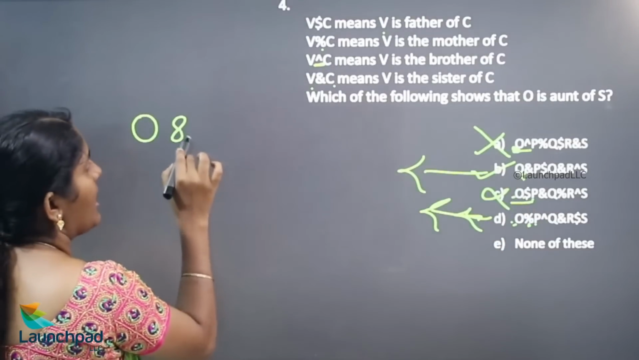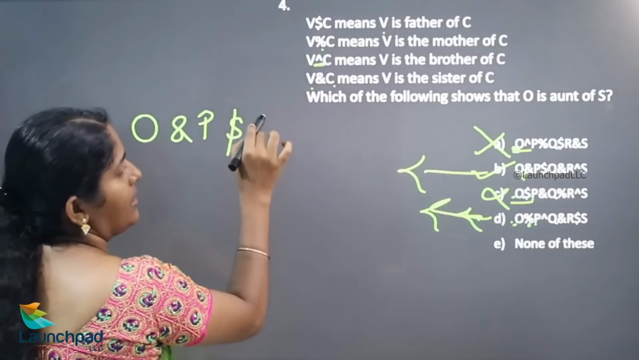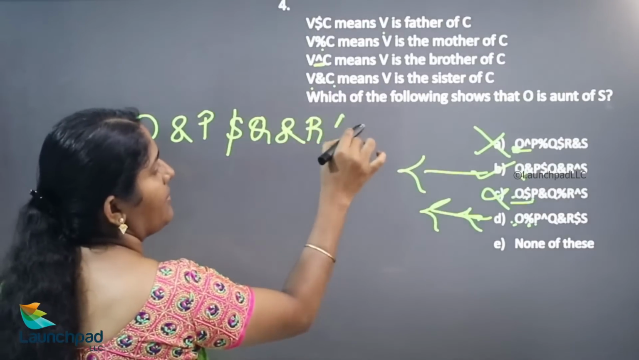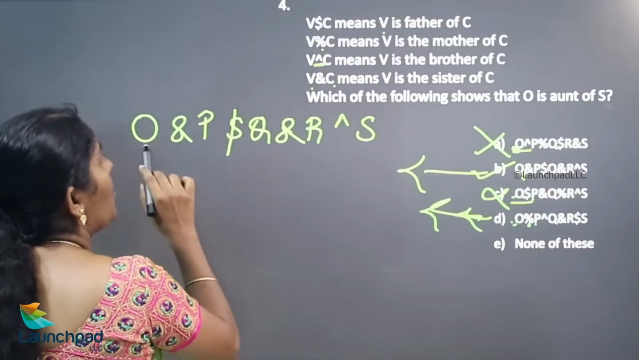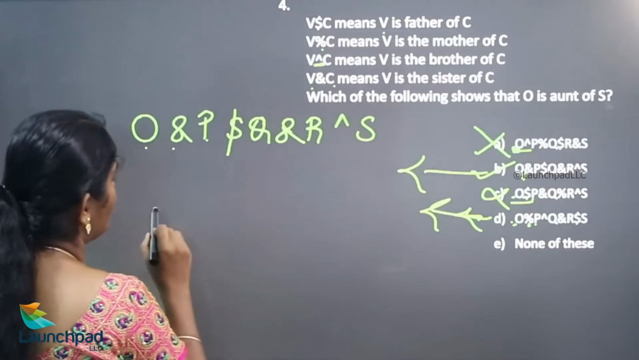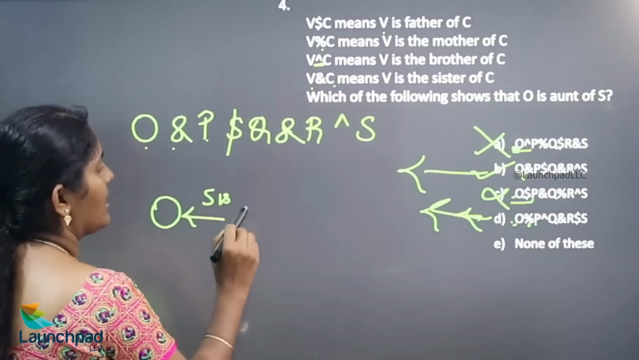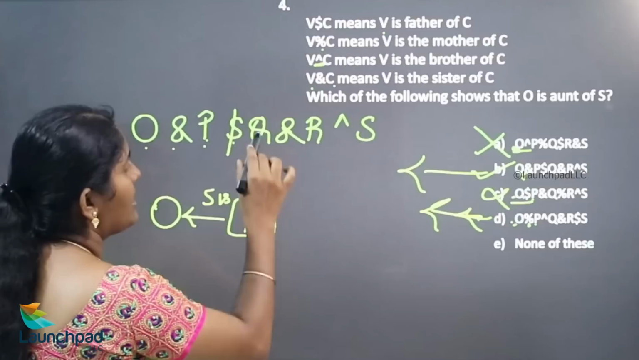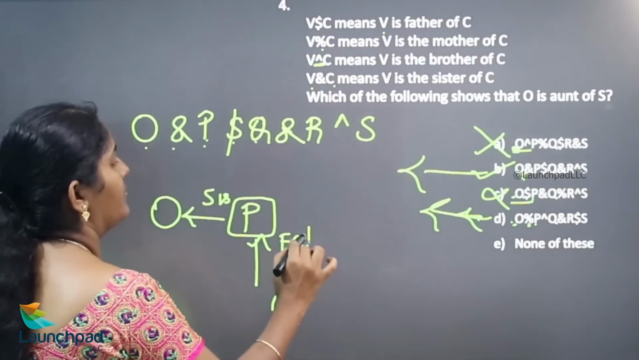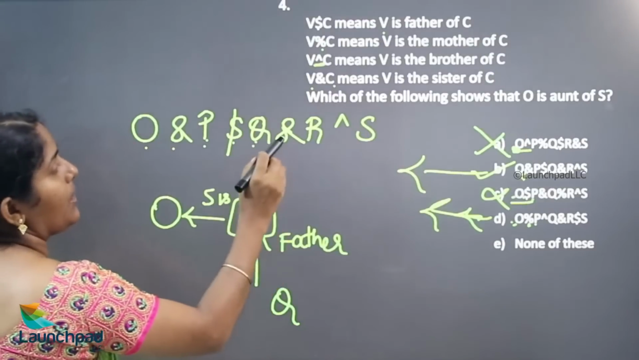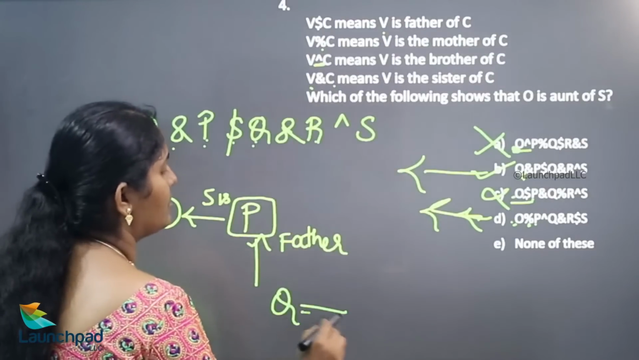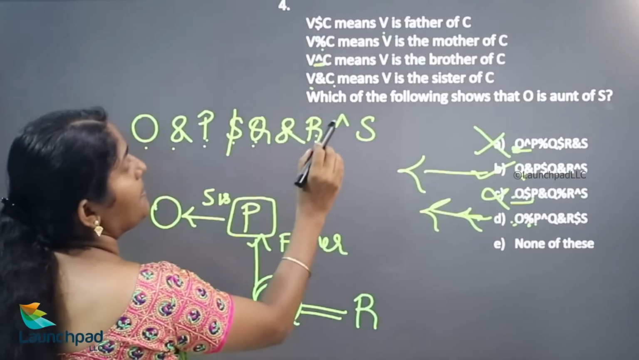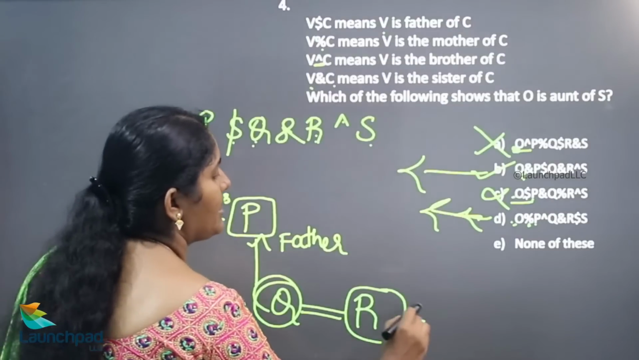O ampersand P, dollar symbol Q, and R power S. Now O ampersand P means O is the sister of P. P dollar Q means P is the father of Q. Now Q and R: Q is the sister of R. R power C means R is the brother of C.